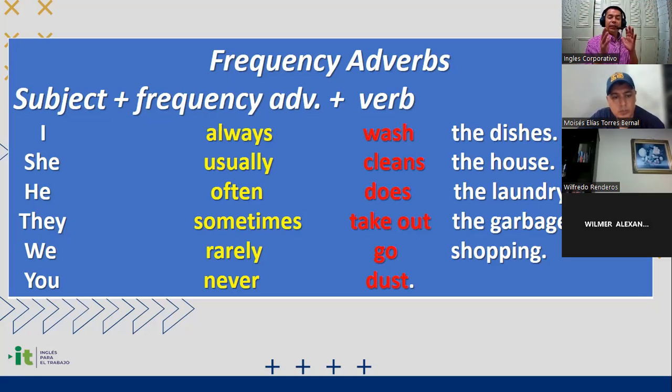Okay? So this is the structure. Normally, in simple present, we have the subject and the verb. The subject and the verb. I run.